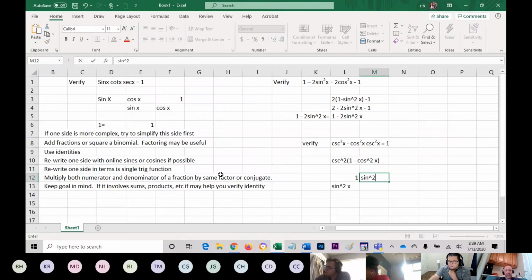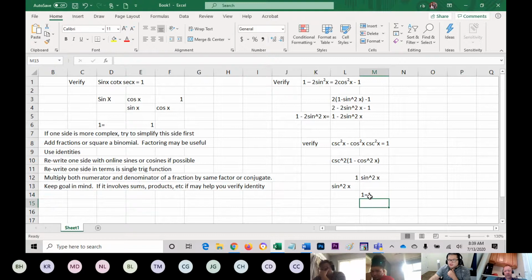Sine squared of x. So I'm replacing the 1 minus cosine squared with just the sine squared. Because that cancels out the 1. These sine squareds cancel, and I'm left with 1. 1 equals 1. Gotcha. Okay.